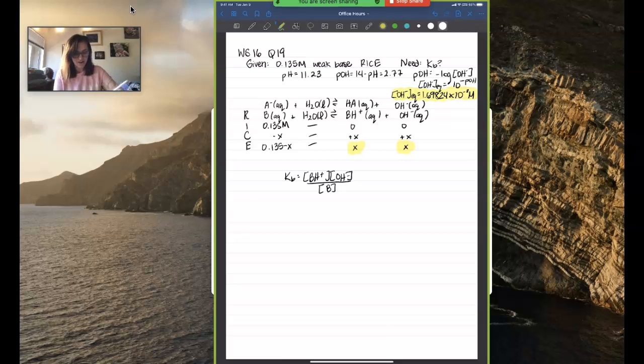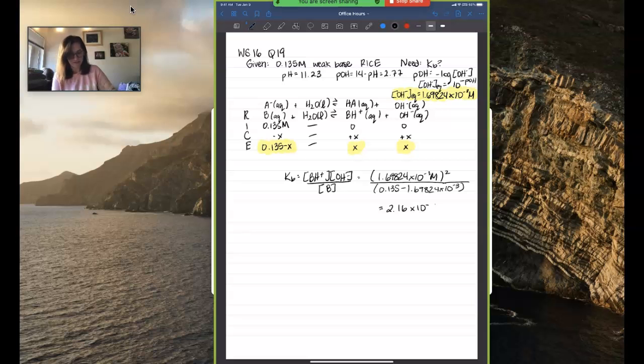From there, we also actually know this too, because all we have to do is plug in 0.135 minus X. So I have 1.69824 times 10 to the negative 3 molar squared over 0.135 minus our X that we solved for from the pH. And when we plug that into our calculator, you should get Kb is equal to 2.16 times 10 to the negative 5th.